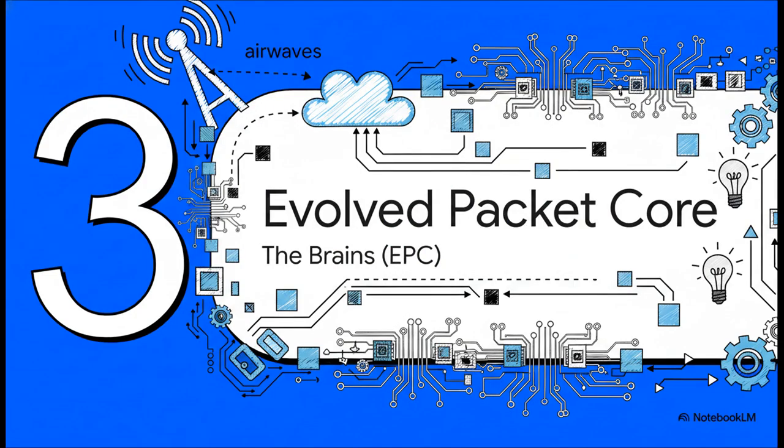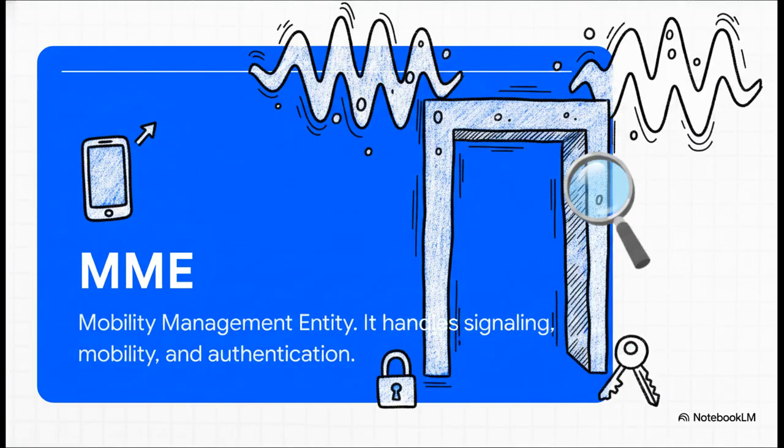Okay, so our phone is connected to the tower. What happens next? Well, we move from the airwaves into the digital core of the network, the Evolved Packet Core, or EPC. This is where all the real intelligence is. First up in the EPC, you've got the MME, which is the Mobility Management Entity. The easiest way to picture the MME is as the network's gatekeeper. It's the bouncer at the door. It checks your ID, makes sure you're allowed to be on the network, and it keeps track of where you are so it knows where to send your calls and data. It's all about signaling and control.